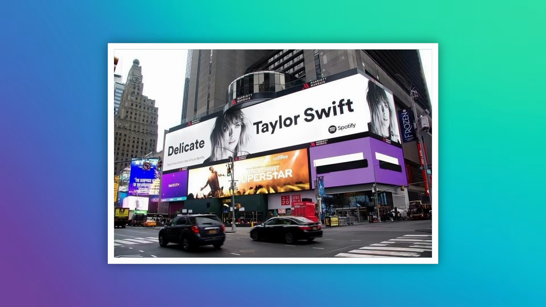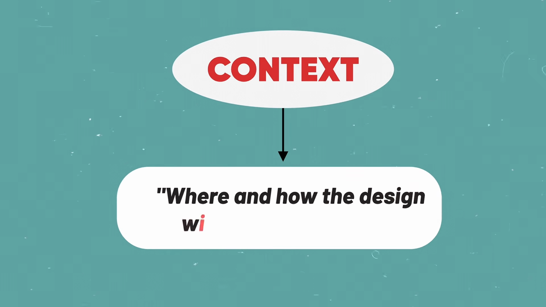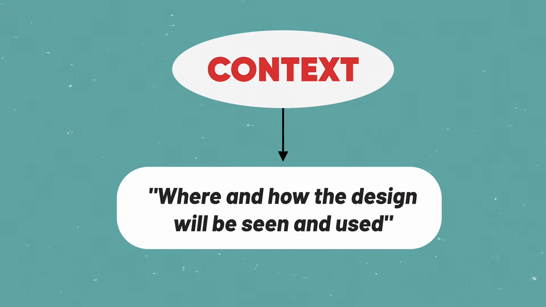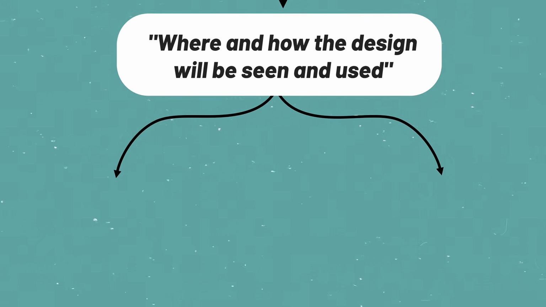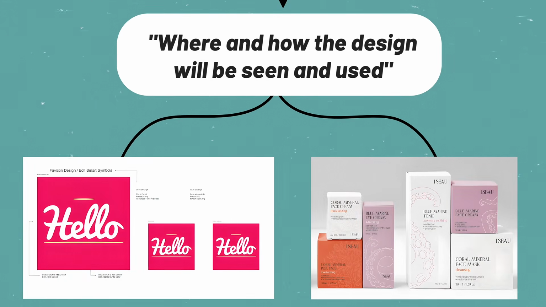In graphic design, the context basically means where and how the design will be seen and used. This applies to every single design you make. If it's a favicon for a website or packaging for a cosmetic brand, you need to think about and visualize how the design is going to be seen and interacted with in the real world.